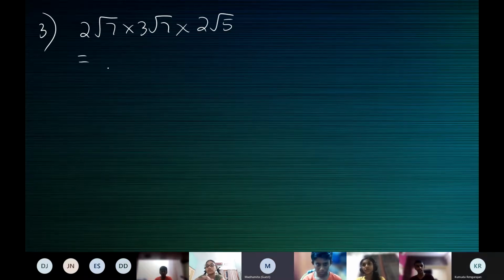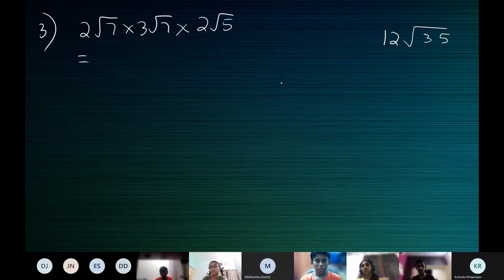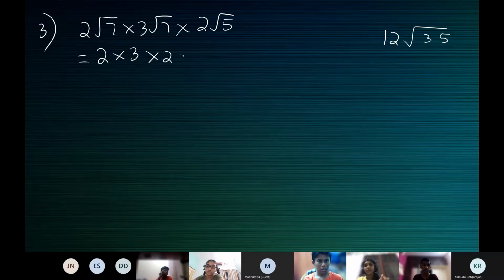Can I share it? Yeah, what's your answer, Madhumita? Ma'am, I got 12 root 35. Okay, just check if all of you have done like this. All of you have to pause. Don't go ahead. Stop and listen to this. Is this correct? Is this what I told you? Did I say this one?